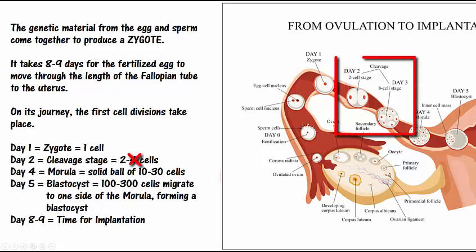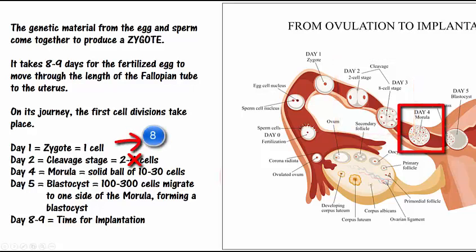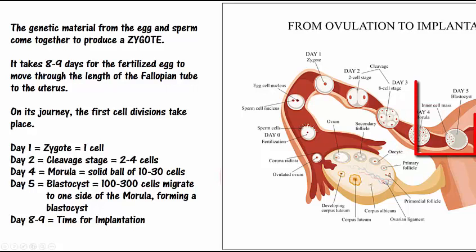On day 2, we've got the cleavage stage, which gives you the 2 to 8 cells. On day 4, you have a solid mass of cells, which is called a morula. And on day 5, a blastocyst will form. So around day 8 to 9, it is time for implantation.